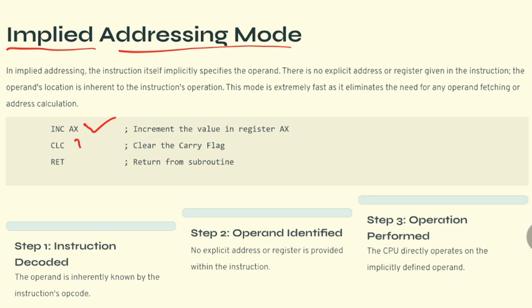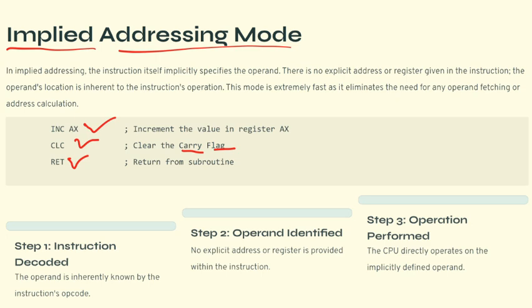Let us say the second one, CLC. CLC means what? Clear the carry flag, right? So it denotes that I want to clear, and what I want to clear is the carry flag. RET is return from subroutine, right? So that doesn't need any effective address or explicit address or any registers for the data. So that is implied addressing mode, which means the instruction itself has the operand.